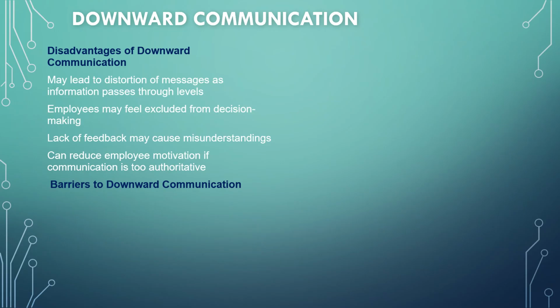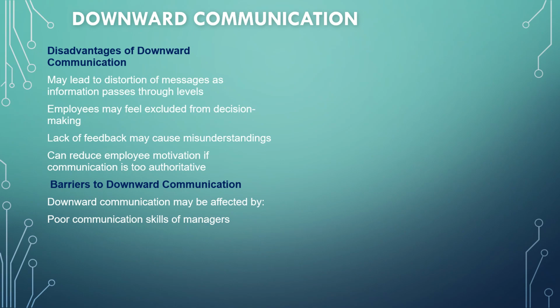Now, what are the barriers to downward communication? Downward communication may be affected by poor communication skills of managers. We have certain managers, supervisors, leaders, directors who have poor communication skills. They do not know how to talk. They don't have the skills of communication. That is also a barrier to downward communication. Another barrier could be information overload. If there's too much information coming from the top management to the employees, that overload can be a barrier.